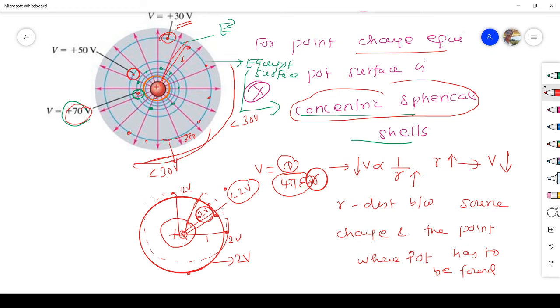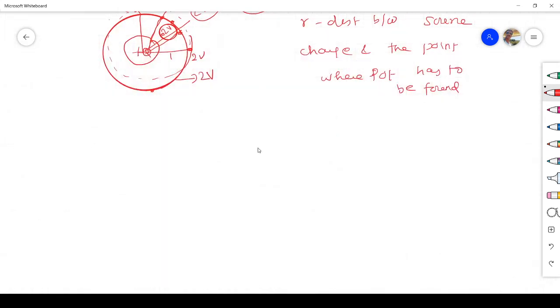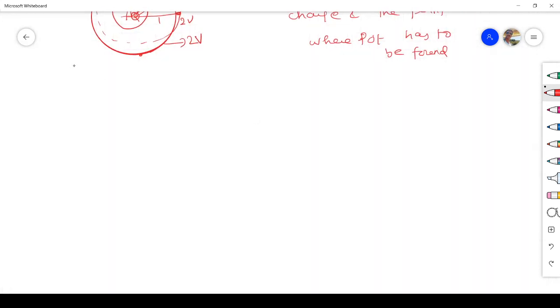Like that, you can draw thousands or millions of circles, so they will form dense concentric spherical circles, right? So that is very important. So two things we understood. What is an equipotential surface, right? So the equipotential surface for a point charge is a concentric spherical shell. Now we see the properties of equipotential surface.